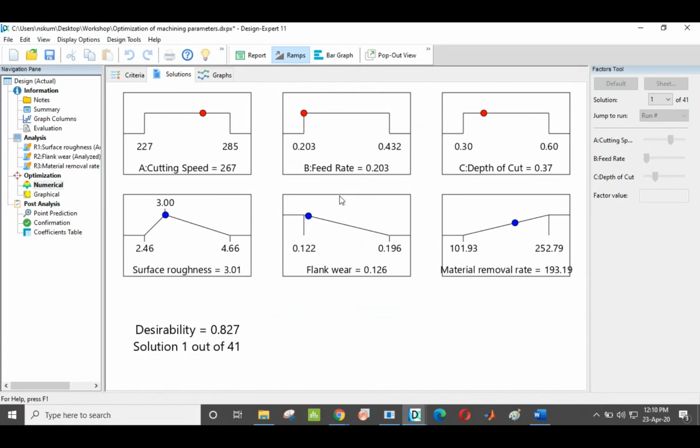Okay, now I hope you are all very much clear about how to solve a problem in the Box-Behnken method and then in a central composite design, and how to perform a constrained optimization and unconstrained optimization in response surface methodology.